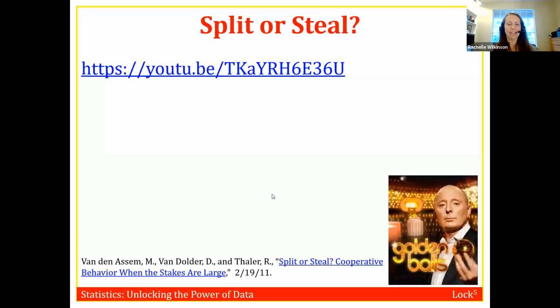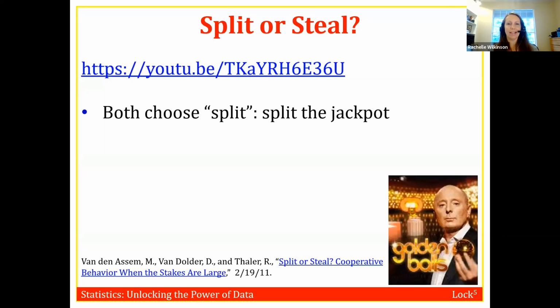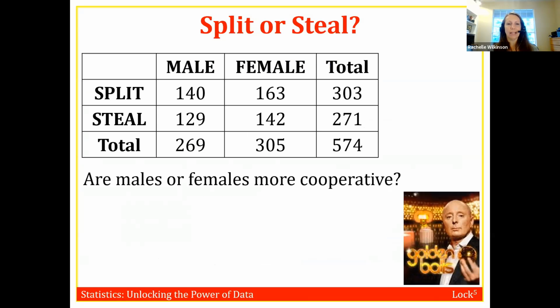All right, so back to analyzing our data though. They did a study in England where they asked people what they would do. Would they split or steal? And they broke down the data by males and females. And we want to find out, are males or females more cooperative? Like, who is more willing to split?